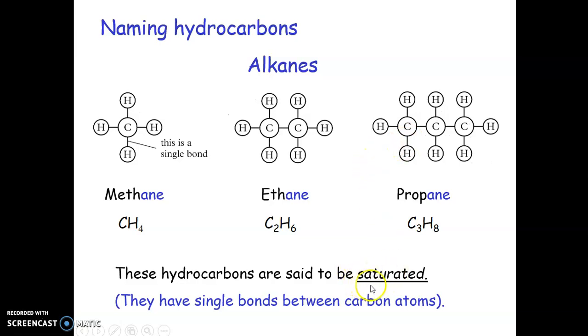So we say they are saturated. If something is saturated, that means you can't get any more of something into it. And these hydrocarbons are saturated because you cannot get any more hydrogen into the molecules. There are only single bonds, so they are saturated, and that tells you that they are alkanes. If you see a hydrocarbon molecule and all the bonds are single bonds, it is saturated, that means it's an alkane.